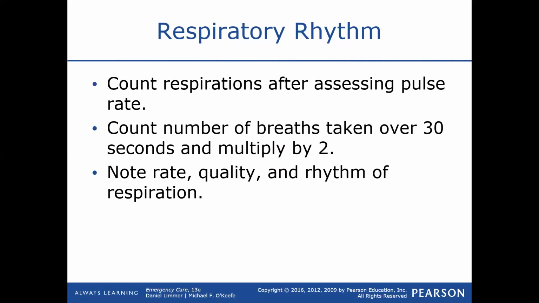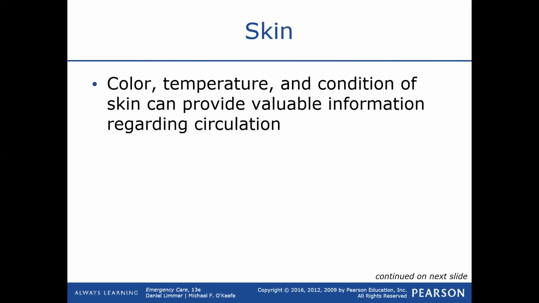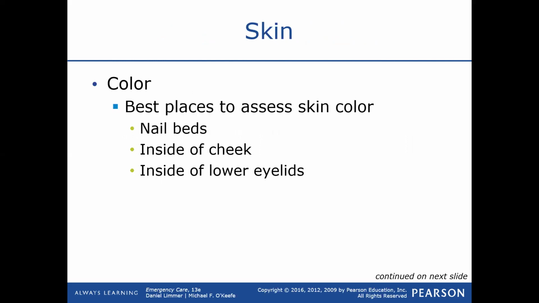Skin condition. Okay, so we have talked about the pulse rate. We've talked about the respiratory rate. Skin condition is another vital sign. The color, temperature, and condition of the skin can provide valuable information regarding circulation. When you get your skills sheets, you will see that part of your primary assessment is assessing the skin condition on your patient. The skin can be a valuable tool for telling you what's going on inside the body.